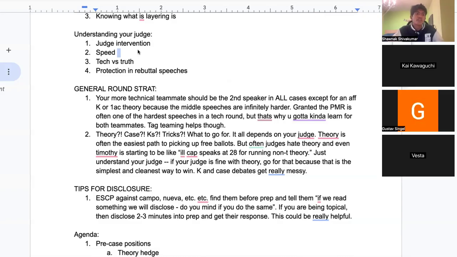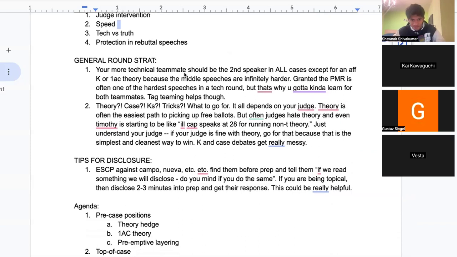And fourthly is protection of rebuttal speeches. A lot of judges automatically protect, so you don't have to call the POO. Most judges don't protect and want you to call the POO. But if it starts getting redundant, just ask the judge and the panel that you've already called too many times, and can they just protect from now on? They'll probably say yes.